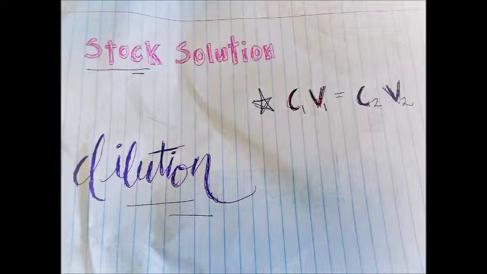The dilution equation is C1 times V1 equals C2 times V2, where C1 and V1 represent the concentration and volume of the stock solution, and C2 and V2 represent the concentration and volume of the diluted solution. And this dilution equation can be manipulated to solve for whichever value is unknown.